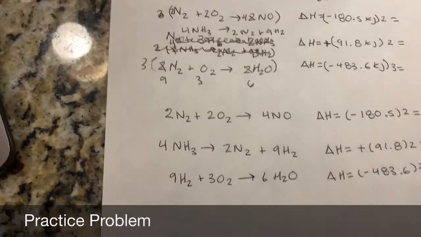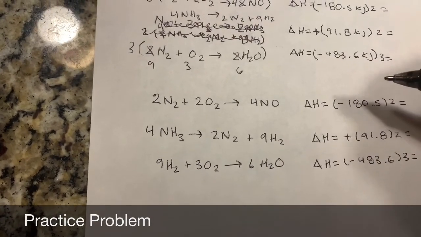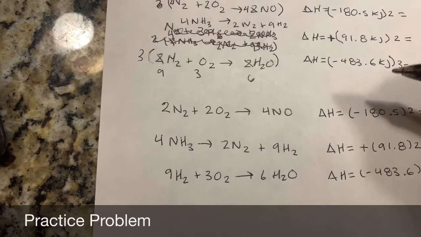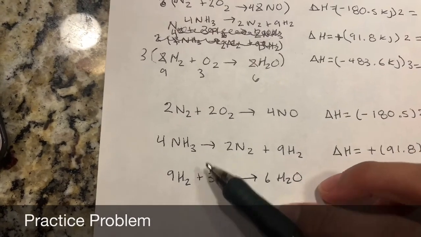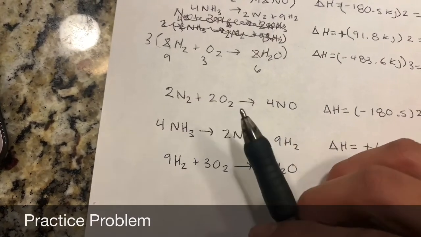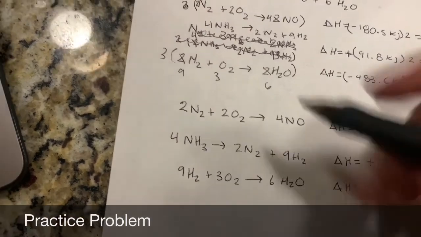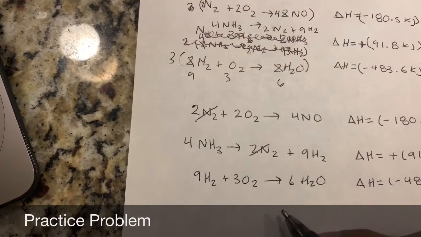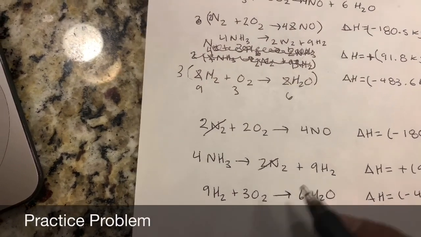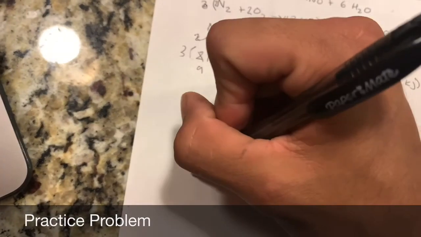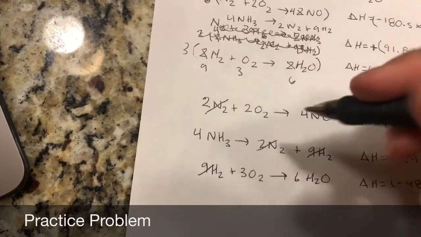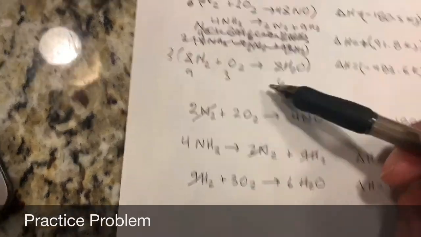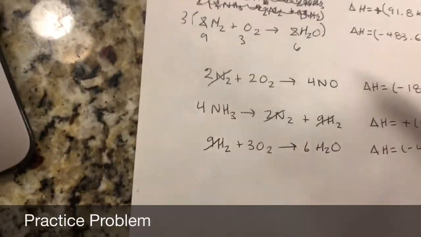cross out repeating variables. Well, not variables, rather elements or compounds. So in this case, there's going to be a 2N2 on the reactant side and 2N2 on the product side here. So these are going to cross out. All right. There is 9 H2s on this side and 9 H2s on this side, so these are going to cross out as well. And here there's 3 O2s and 2 O2s, and they add up to equal the 5 O2 that we need.